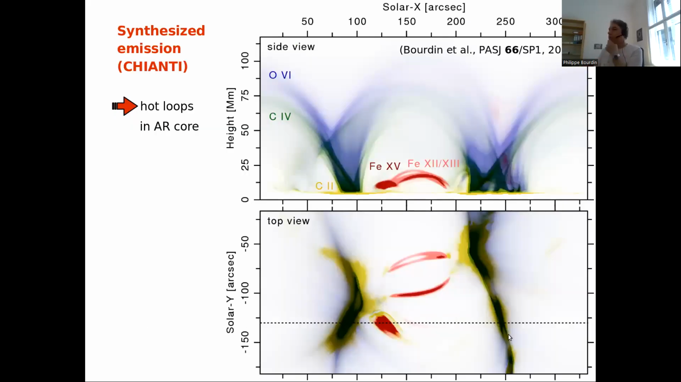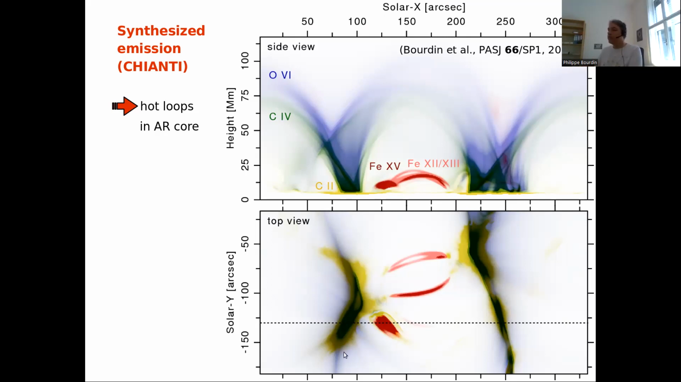So when we run the model, we compute, of course, all the MHD quantities. That includes density and temperature, right? And with these quantities, we can compute the actual emission that we would expect from each pixel or each plasma packet in the corona. And when we plot that on top of each other, like you see here, the upper panel is a view from the side, as you would observe the active region on the limb. And the lower panel shows the same region as seen from the top, right?